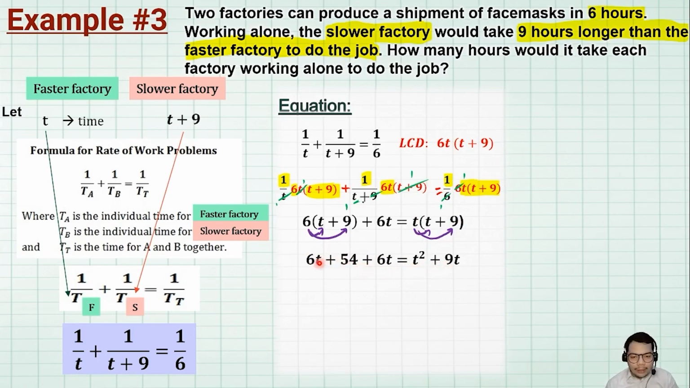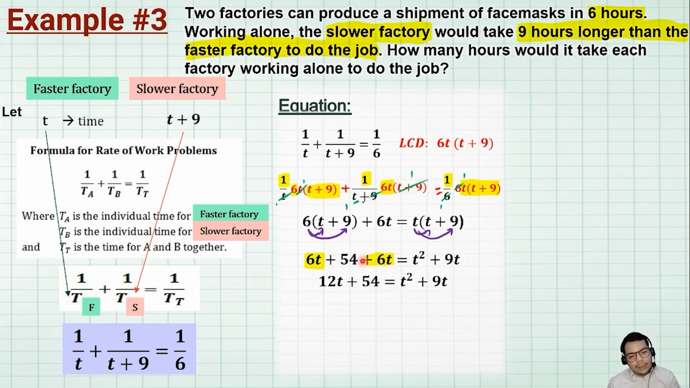So, from here, we can combine like terms muna para mas ma-simplify pa natin yung equation. So, I think 6t is a similar term with positive 6t. So, we can add 6t plus 6t making it 12t. So, our equation, then copy lang natin yung iba. So, magiging 12t plus 54 is equal to t squared plus 9t.